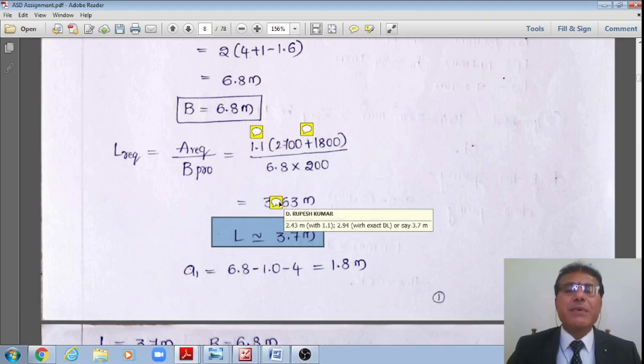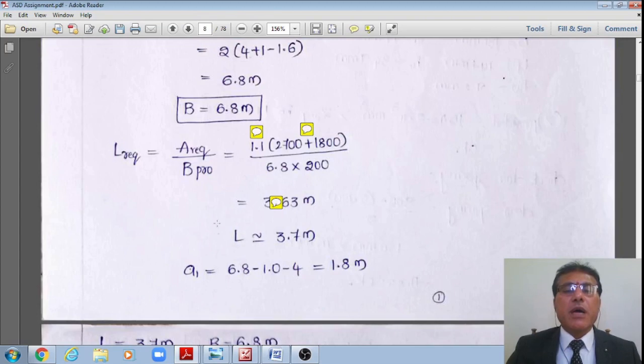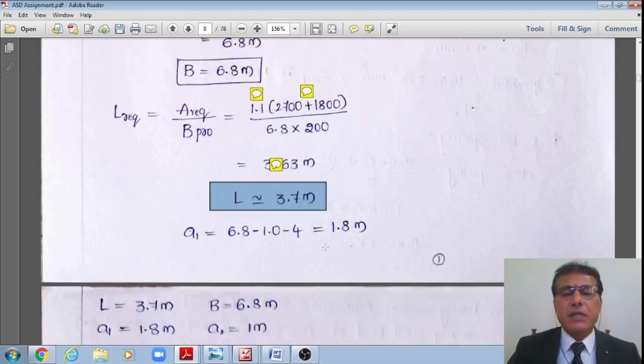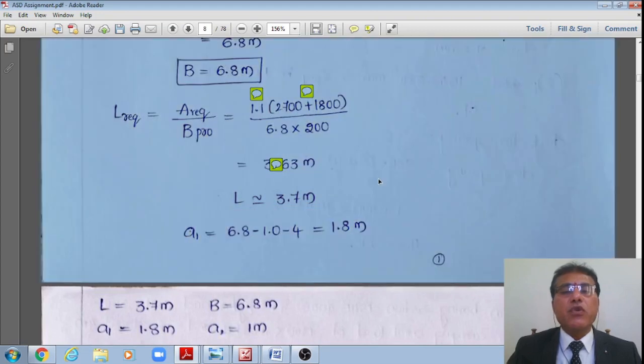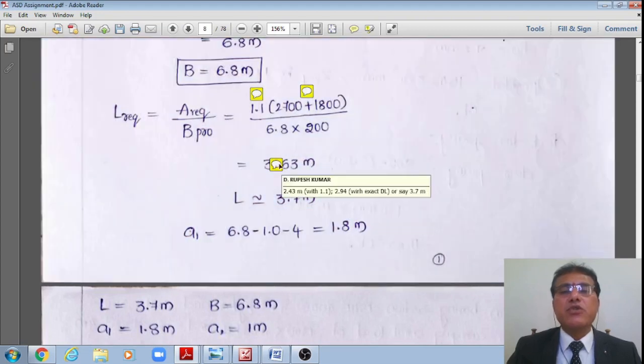Or even you may provide 3 meter also, it is a material, but not less than 2.94 meter. Therefore, I am just assuming a length of 3.7 meter, student, or even may assume 3 meters or 3.2 meters, that is left to you. If you want to optimize, it is better you just assume small increment in this value, right? 2.94 or say 3 meter, 3.1 meter, right? If you don't want to optimize, then you may assume like this, right?